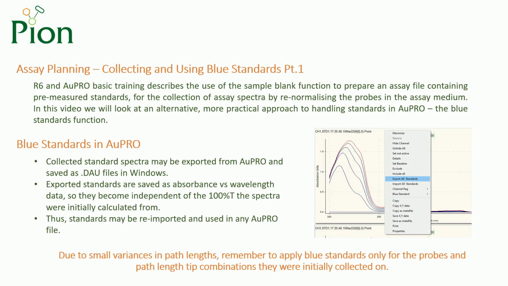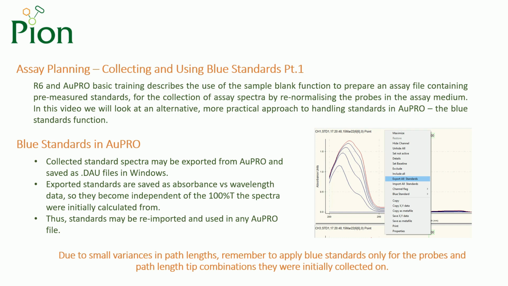By the process described in the series of basic training videos for the R6, prior to using a data file containing standards to measure concentrations in an assay, you would perform the sample blank procedure to renormalize the instrument in the assay medium. However, in this video I will describe an alternative and more practical approach to handling standards for flux, and indeed for other assays as well. This is known as the blue standards procedure, and it involves exporting the standard spectra obtained in an AuPRO data file into a format which may be re-imported to any other existing file. This process serves as an alternative to performing a sample blank.